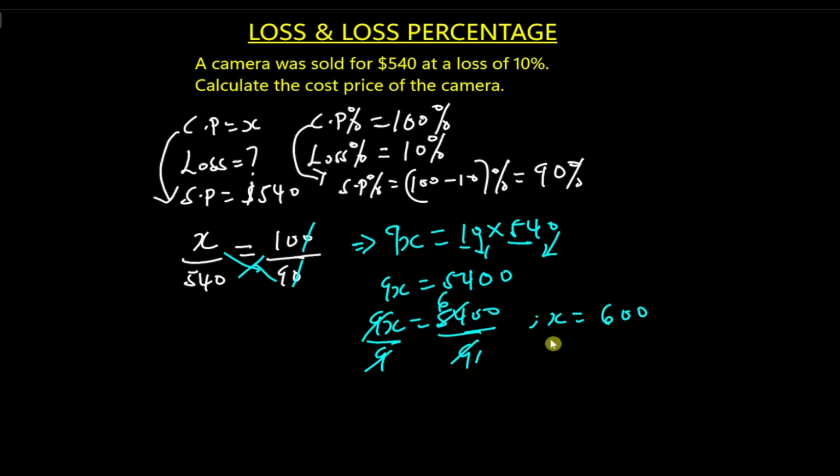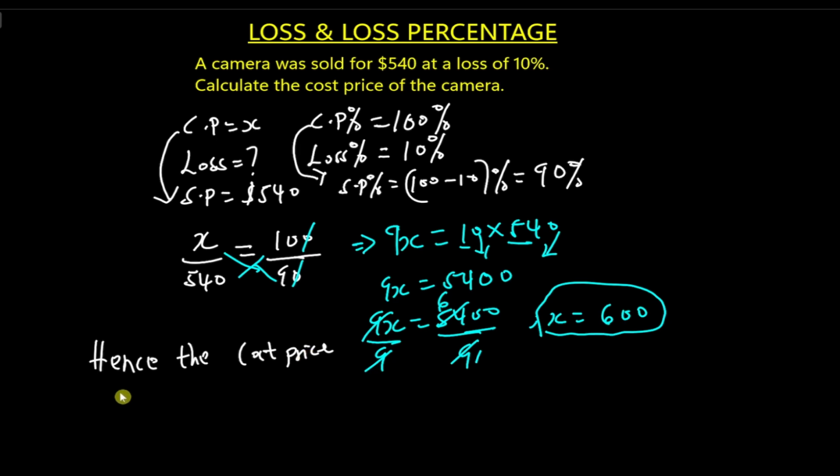But bear in mind, don't leave your answer like this, because you're not told to find x, you're told to find the cost price, and you just represented the cost price by x. So in your final answer you are to write it like, hence, or you can write thus, hence the cost price is $600.